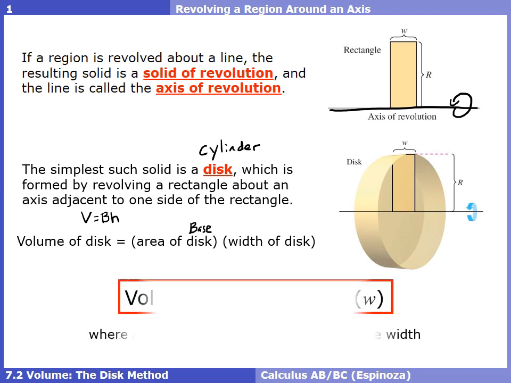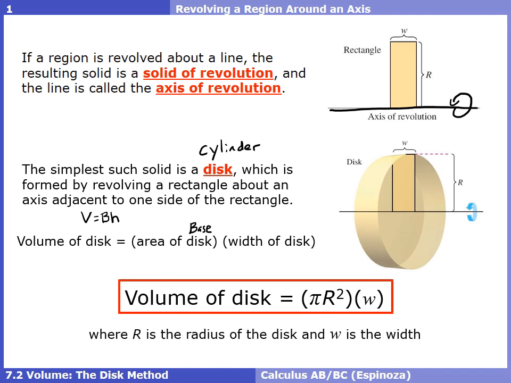So how do we find the volume of this one disk? It's just the area of the base, which is a circle, so pi R squared, times the width of the disk, or the height of the disk if you want to call it that, but since it's been flipped on its side, we really call it width. So again, the volume of this disk would be the area of the base, pi R squared for the circle, times the width of the disk.